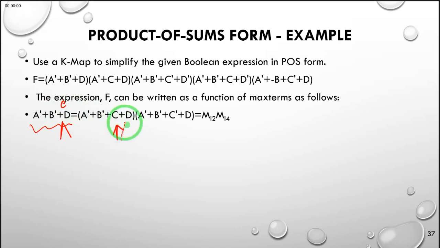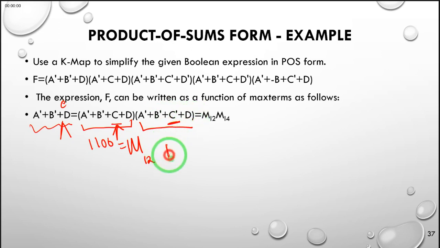They will take two possible values, uncomplemented form of C and a complemented form of C, and therefore when we introduce it, we say that it can be expressed as 1100. 1100 is equivalent to max term 12, and this becomes 1110. This becomes max term 14.